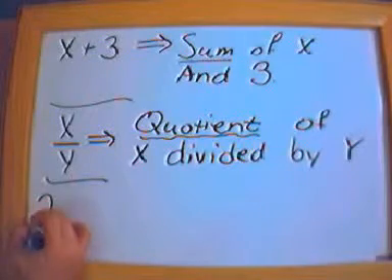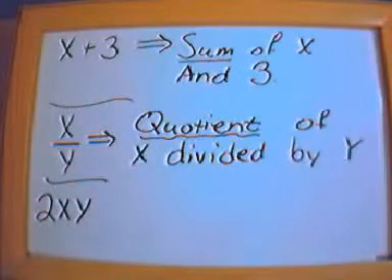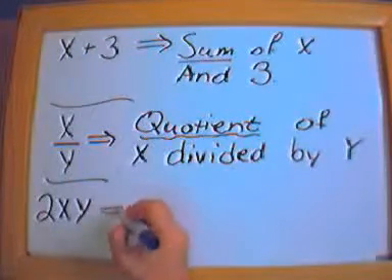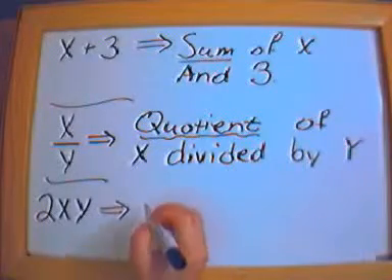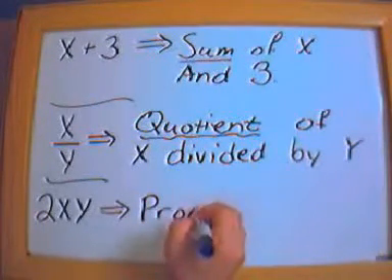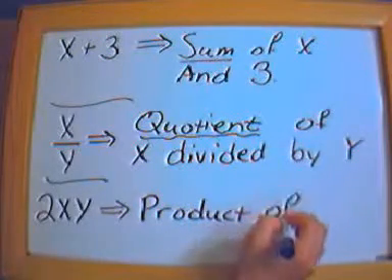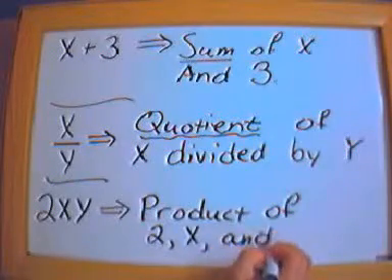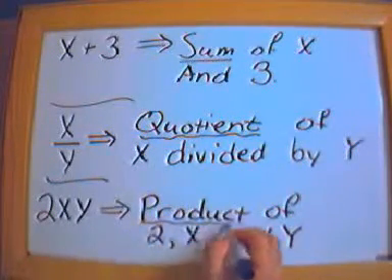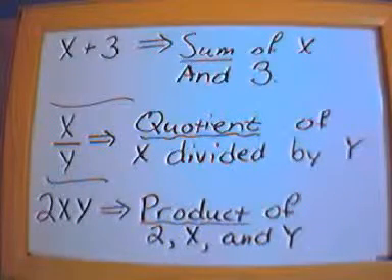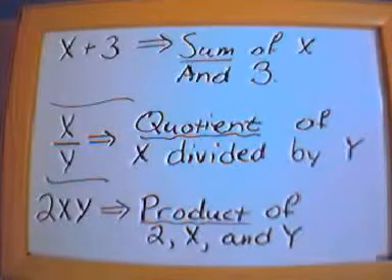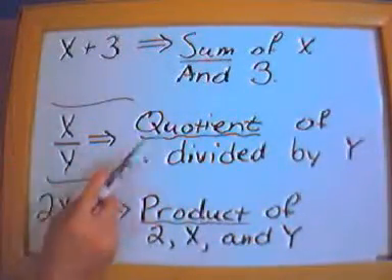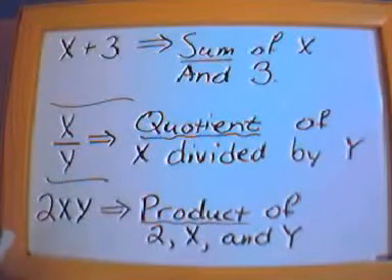Now what if you have something like 2xy, which we've learned by now in algebra just means 2 times x times y. Well, in terms of word problems in English, that would look like something like the product of 2x and y. In this case, the key word is the product. The three main things to look for here are the sum, which means addition, the quotient, which means division, and the product, which means multiplication.